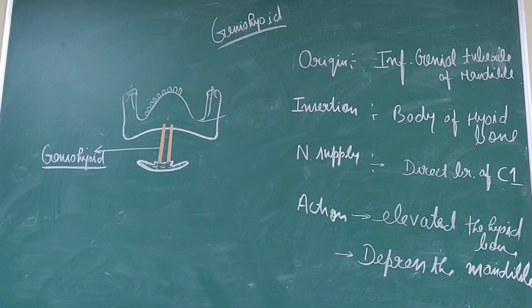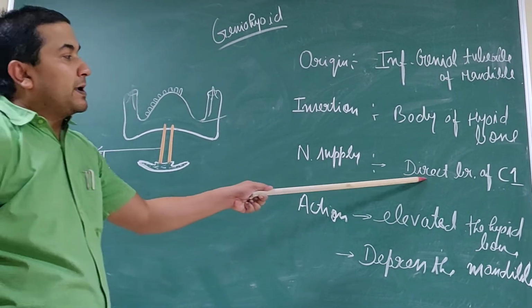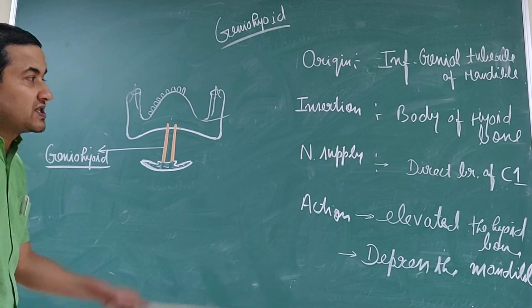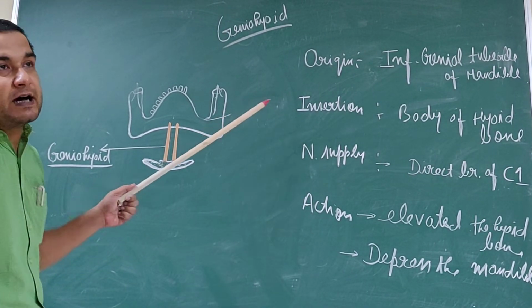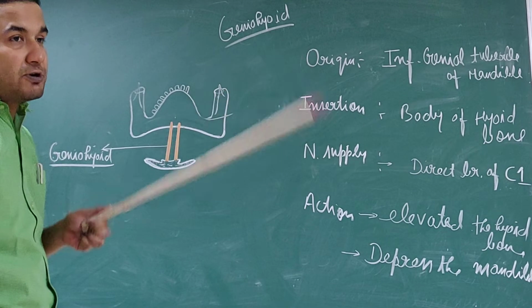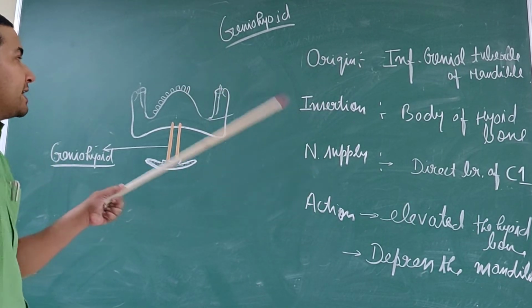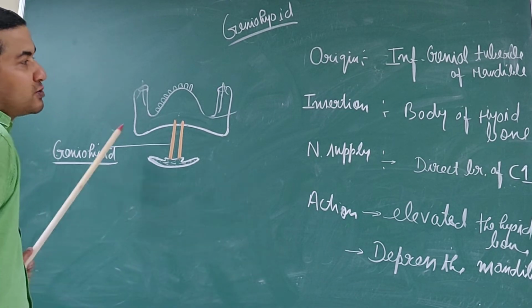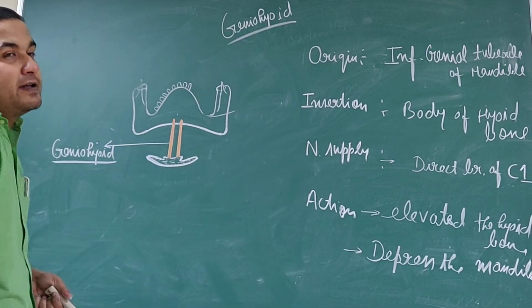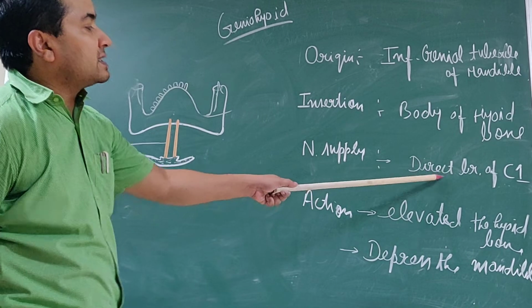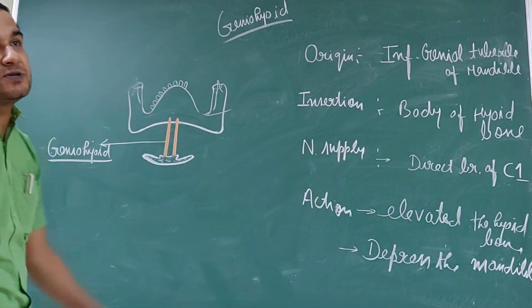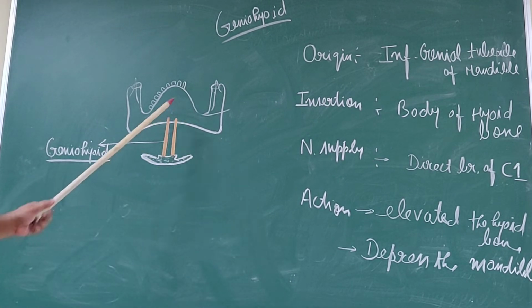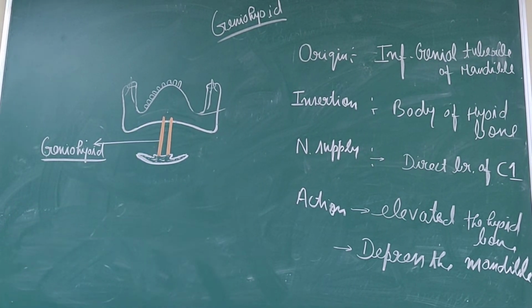The nerve supply of the geniohyoid is the direct branch of C1. It has been discussed in the class on the ansa cervicalis. The C1 fibers directly supply two muscles: one suprahyoid and one infrahyoid. The suprahyoid is the geniohyoid, and the infrahyoid is the thyrohyoid, which are supplied by the direct branch of C1. Action: it acts on the mandible and on the hyoid bone.